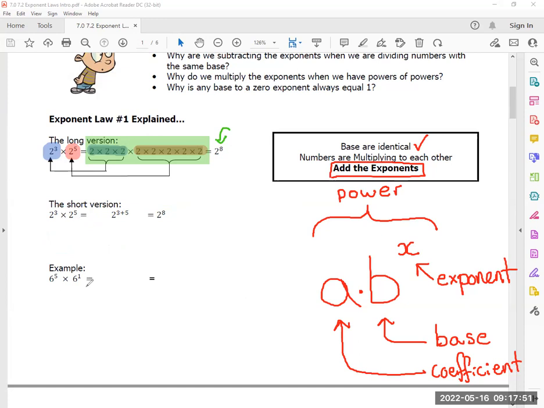So here, when I give you something like this, you can say, oh, that's 6 to the power of 5 times 6 to the power of 1. You could multiply this out. Or you can use exponent laws and say, oh, the exponents are going to add. This is 6 to the power of 6. Which way is easier for you? I do not know. But you have to choose.